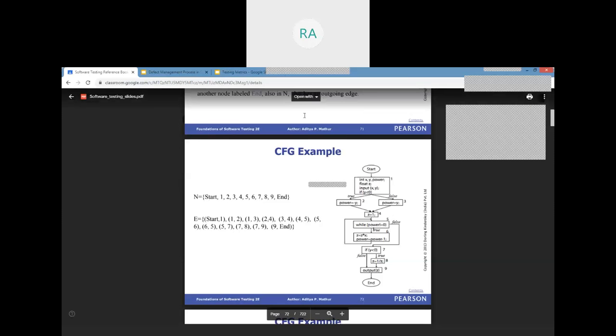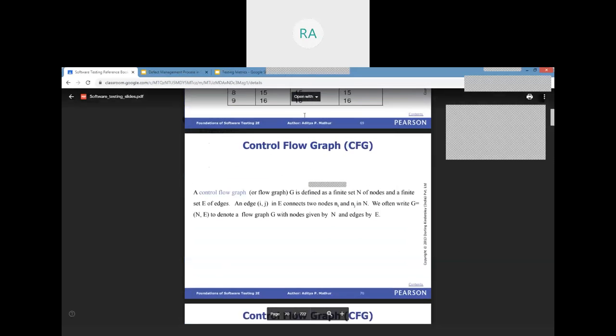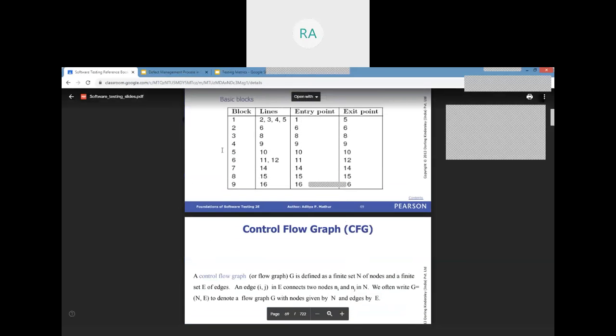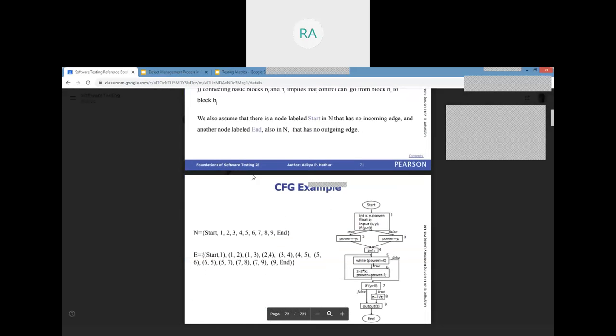How many blocks were there here? If you go back and observe, totally there are 9 basic blocks, and these 9 basic blocks are going to be your nodes in the control flow graph. So the same 9 blocks they have written here, 1 to 9 preceded by start, and here it ends with the end node. Start and end. After that, you also represent the edges.